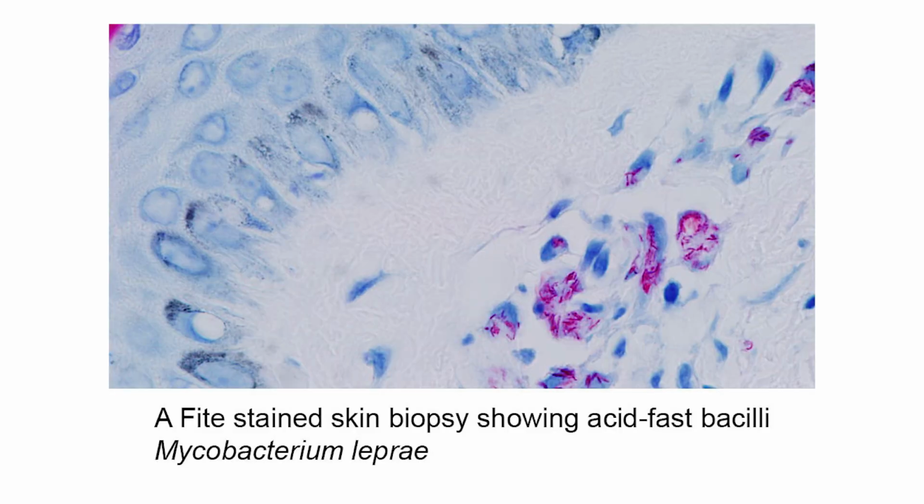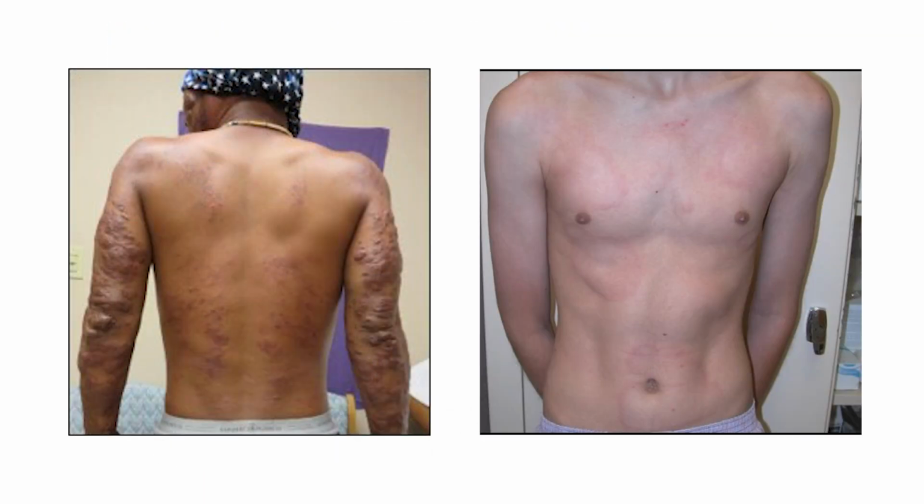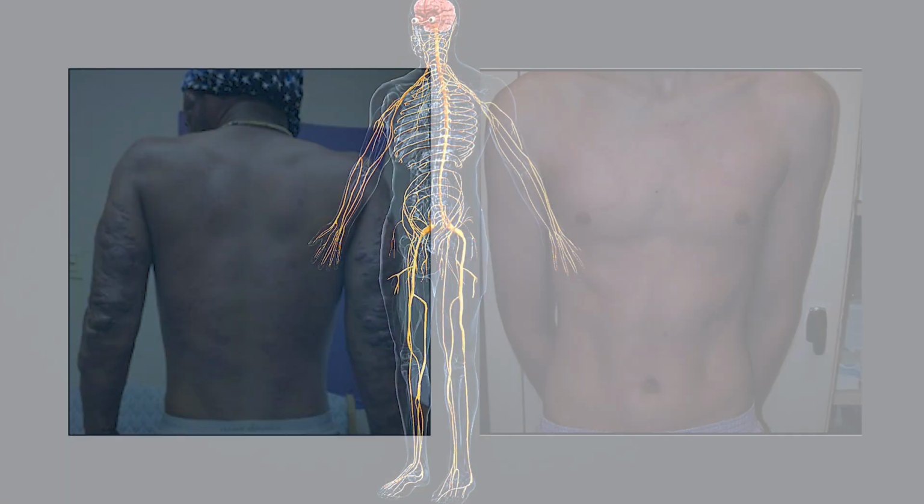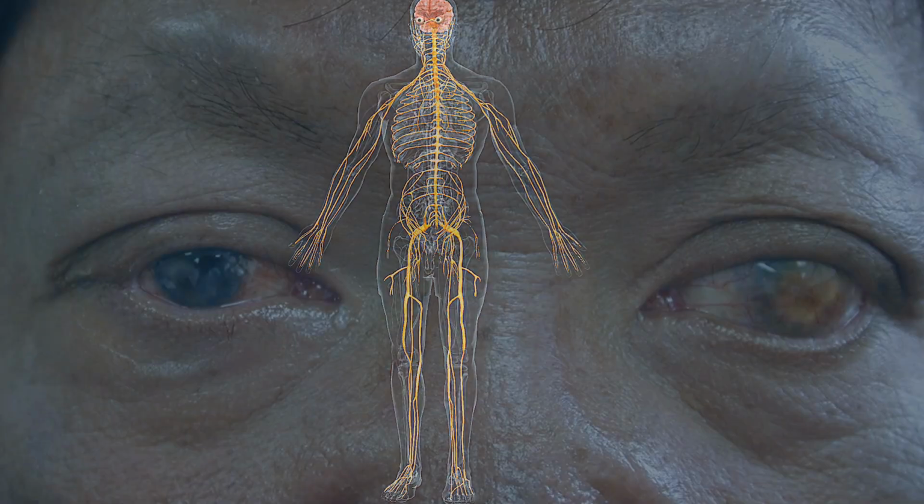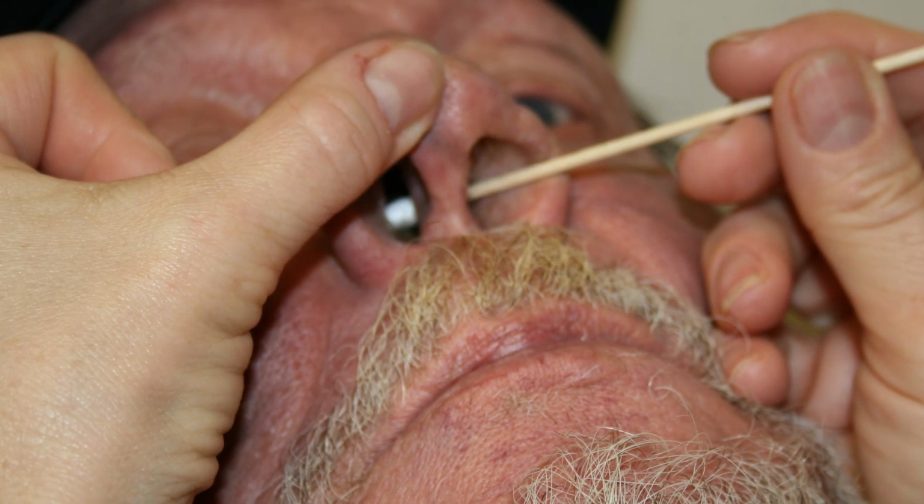Mycobacterium leprae and Mycobacterium lepromatosis are obligate intracellular, acid-fast bacilli, which display a predilection for cooler regions of the body, including the skin, peripheral nerves, the eye, and upper respiratory mucosa.